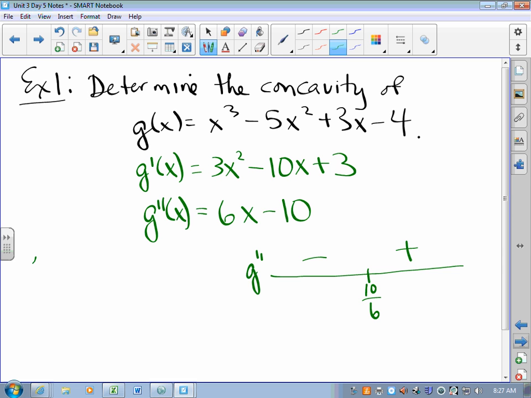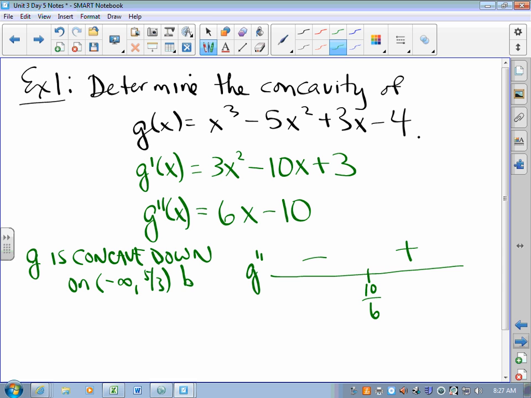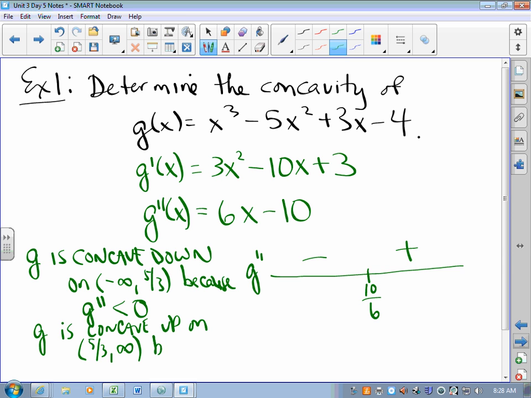And so what do we conclude? We say that g is concave down on negative infinity to 5/3 because g double prime is negative. We can make a reference to g double prime. We can do that. We're allowed to do that. Similarly, g is concave up on 5/3 to infinity because g double prime is positive. We are allowed to say that.